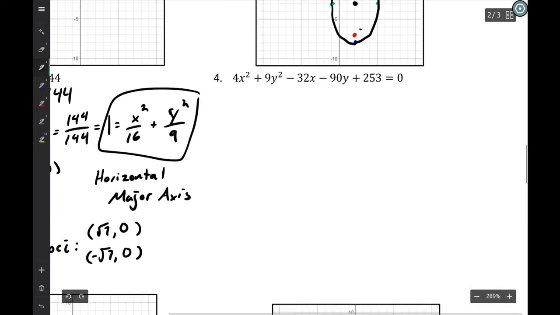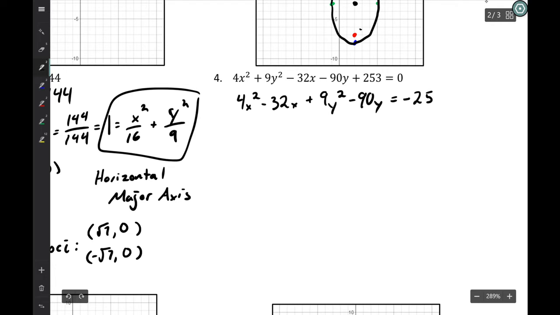Alright, last problem is where it gets real complicated, and this is just about as hard as a problem I can make for you. I'm going to have to complete the square twice, because that's fun. Okay, let's write it down. 4x squared minus 32x plus 9y squared minus 90y is equal to negative 253.